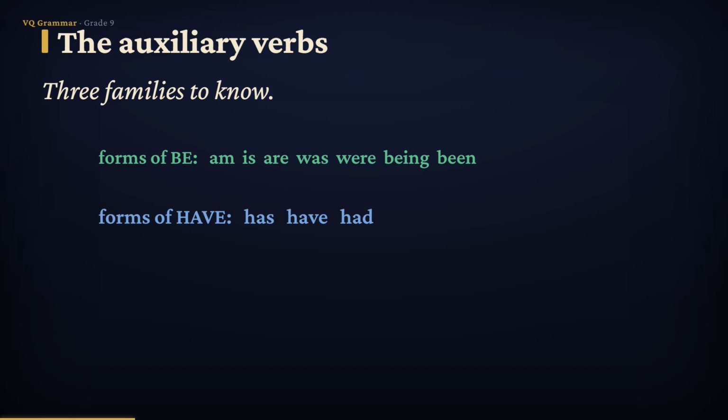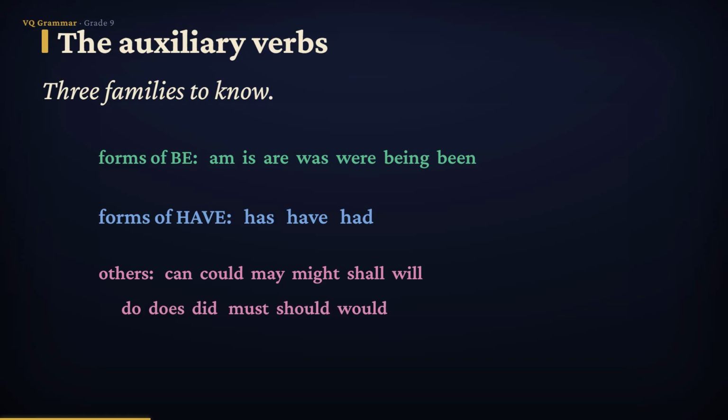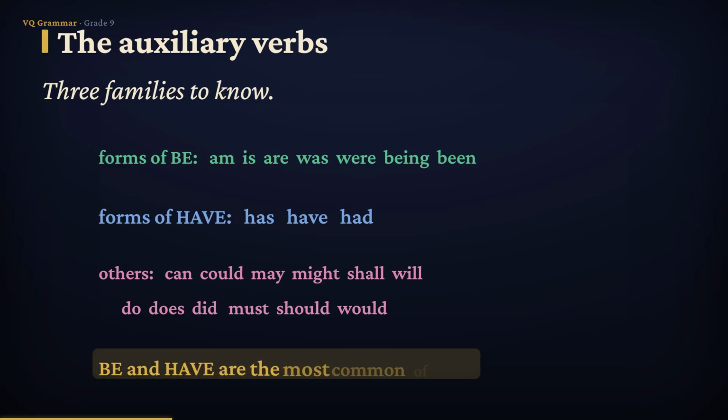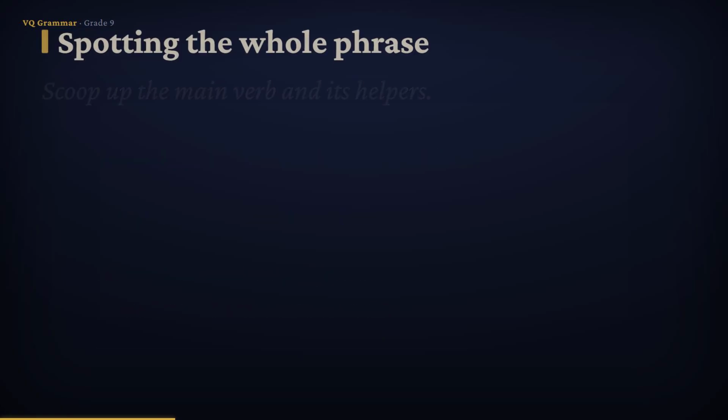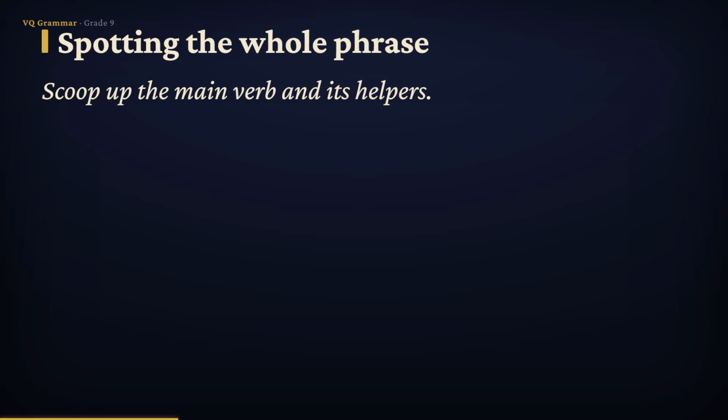And the third family is a group of other auxiliaries, words like can, could, may, might, shall, and will, along with do, does, did, must, should, and would. Don't worry about memorizing every one today. Just remember this. The forms of be and the forms of have are by far the most common helpers you'll meet. Now let's catch a verb phrase in the wild.